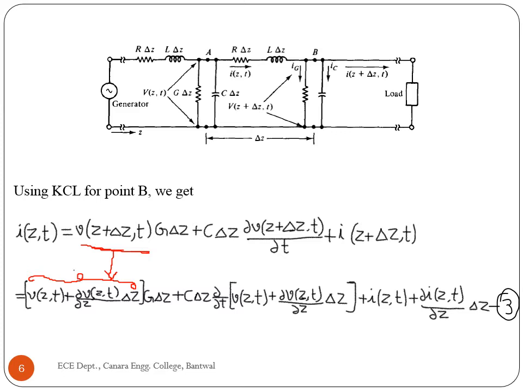Similarly, V of z plus delta z, comma t can be represented by this equation, and I of z plus delta z, comma t can be represented by this equation.